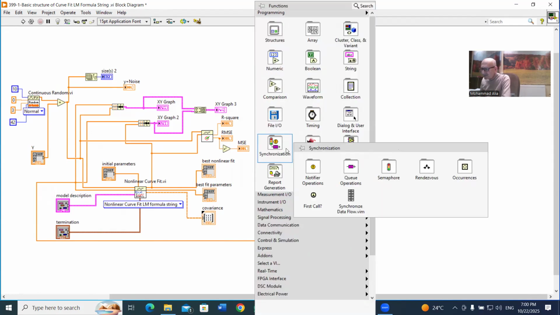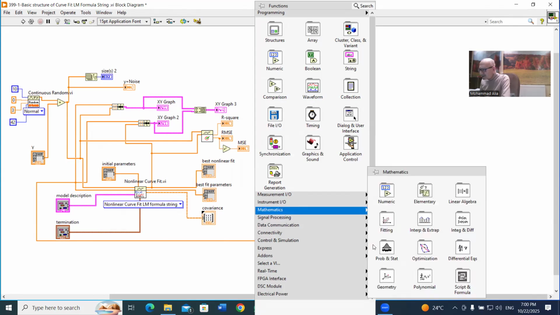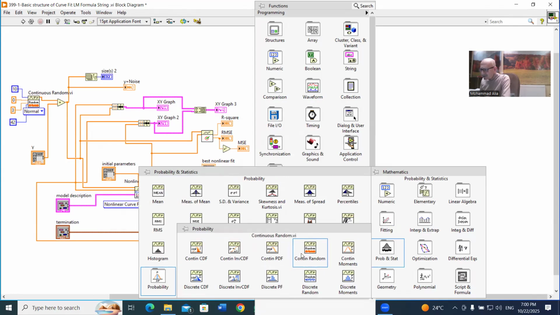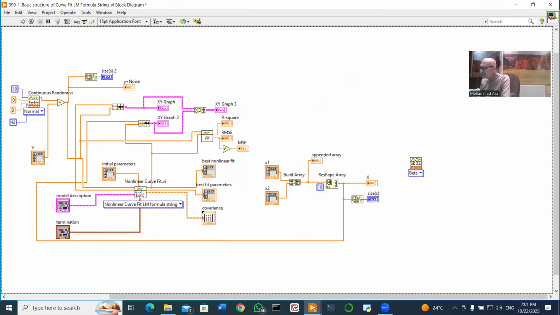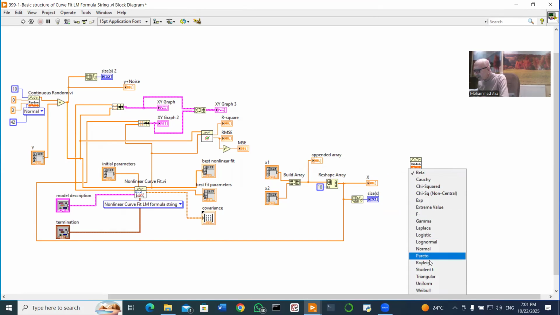This continuous random VI is, I think, in mathematics, probabilities. Here it is, continuous random VI. You have to wire the inputs and the outputs, and to select from this window the type, whether it is uniform or normal. Yes, normal, or another type, exponential, and so on.